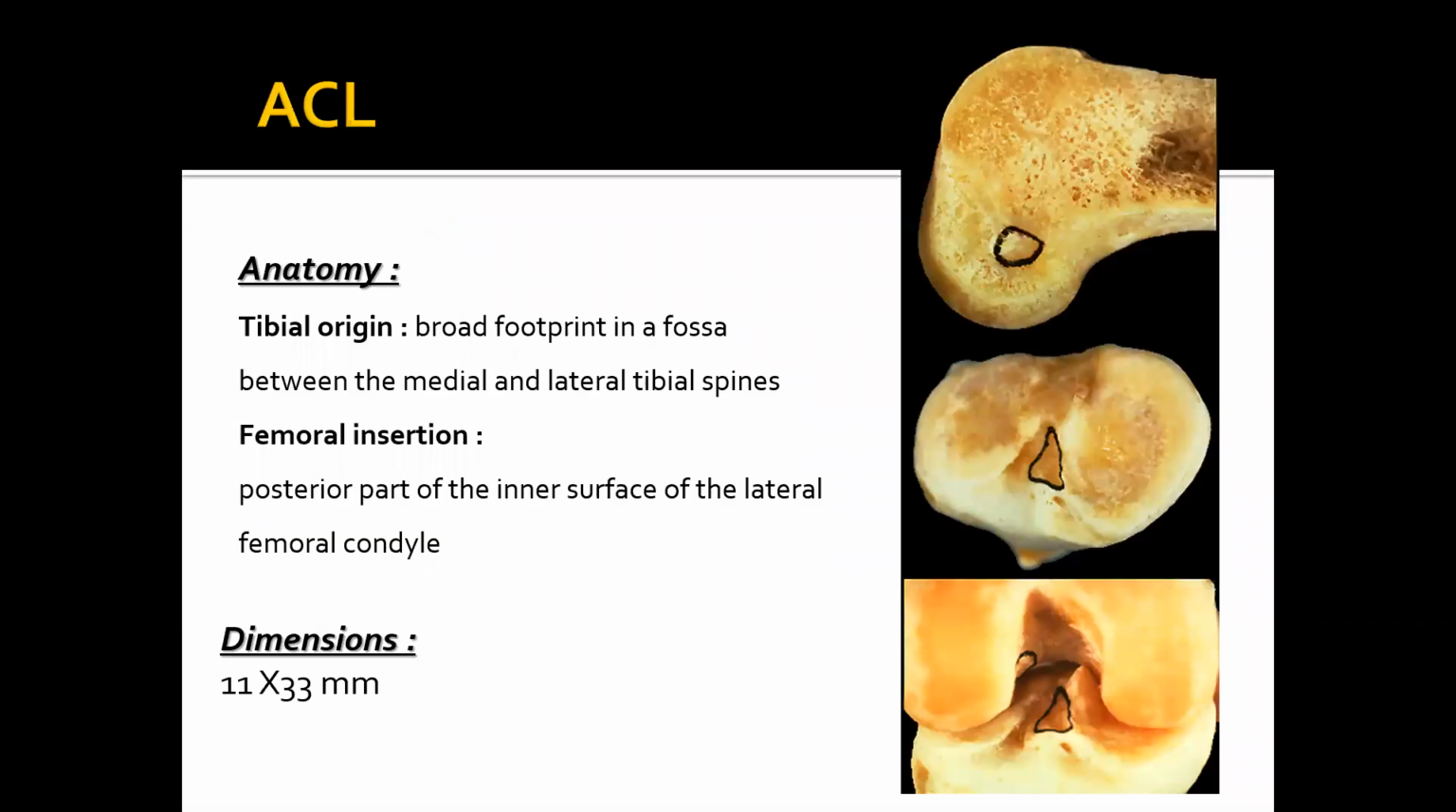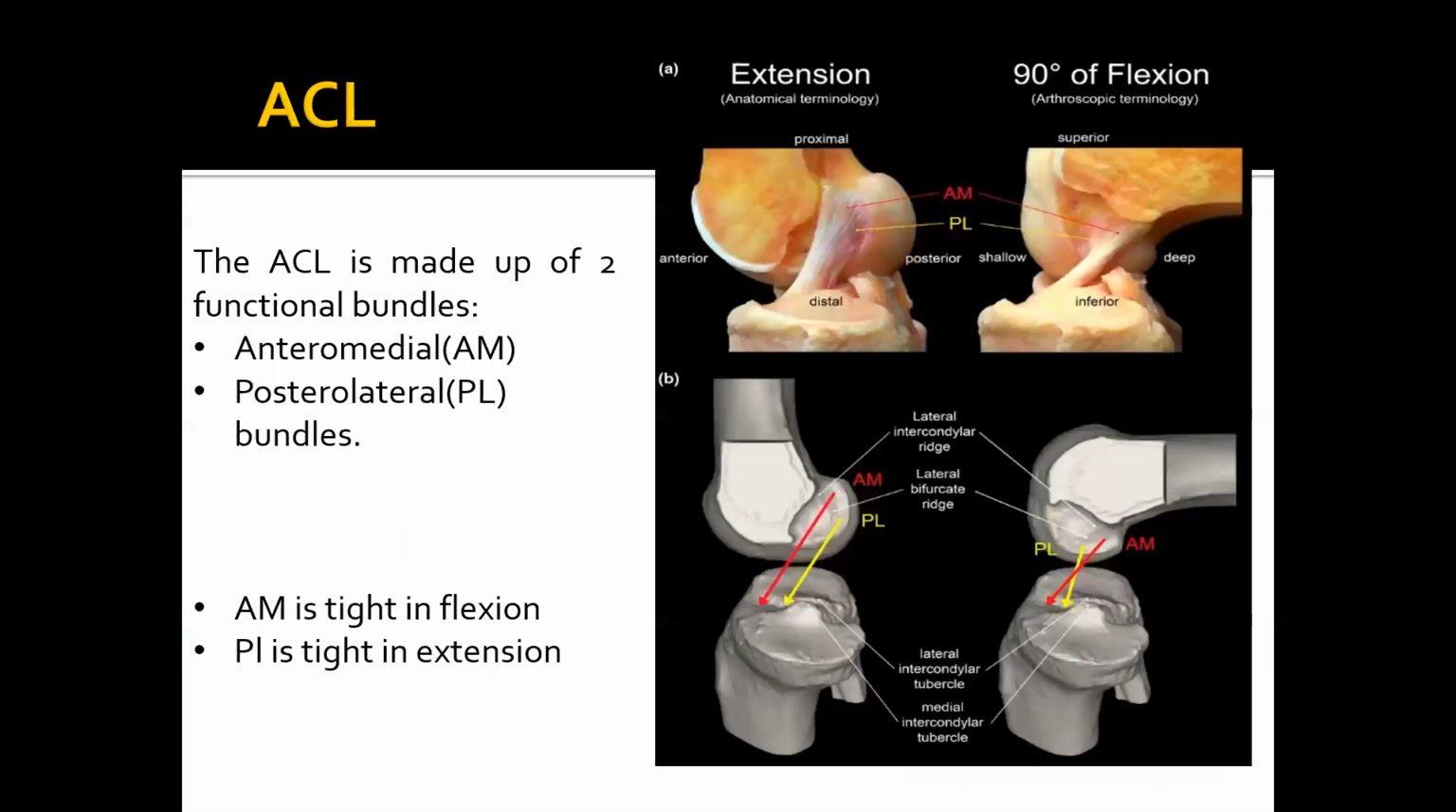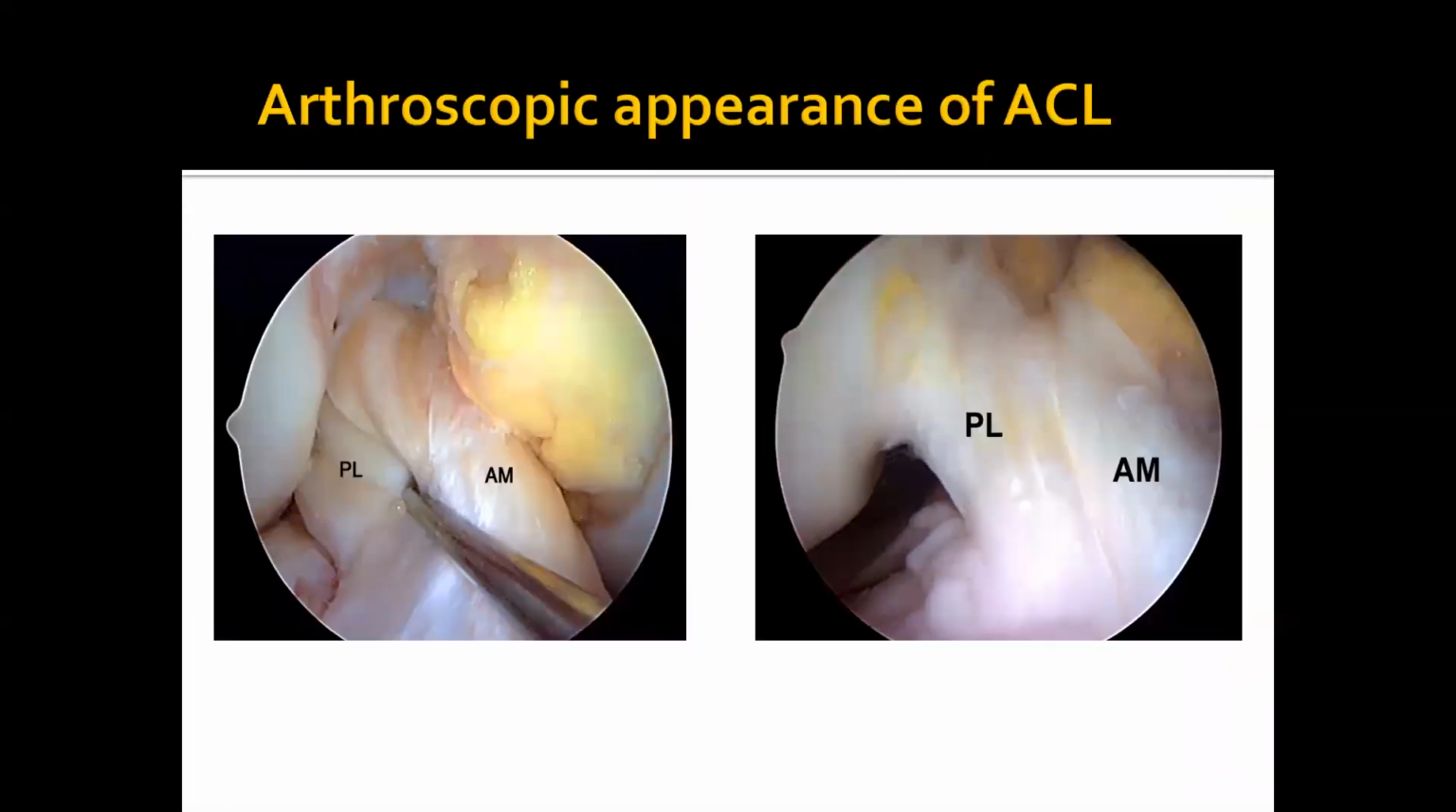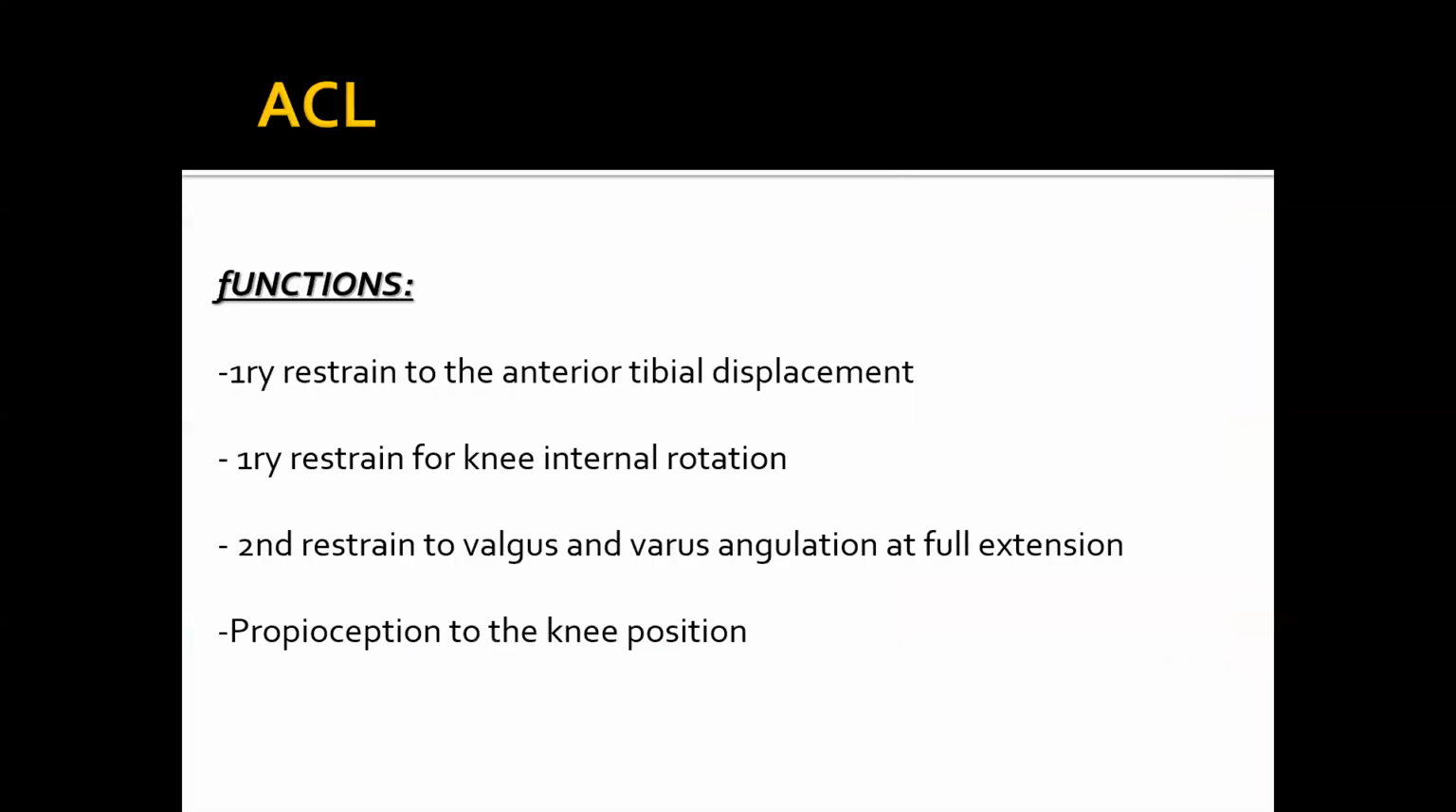First, the anterior cruciate ligament, or the ACL. It's attached to the tibia anteriorly, and that's why it's called anterior cruciate ligament, and it's attached to the femur posteriorly, to the lateral femoral condyle specifically. It's formed of two bundles, the anteromedial bundle and the posterolateral bundle. That's an arthroscopic view of the ACL.